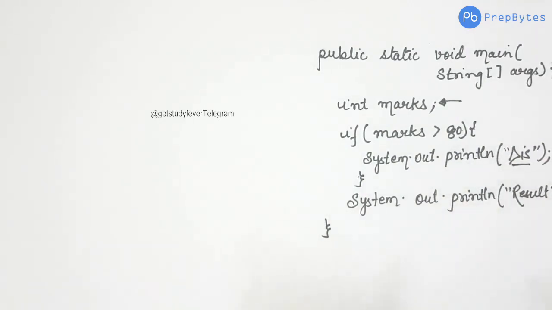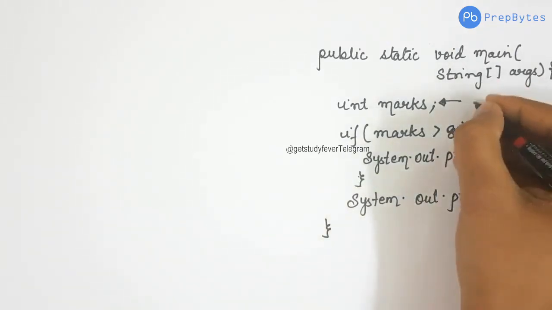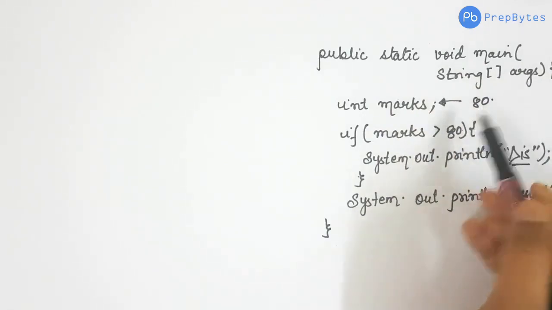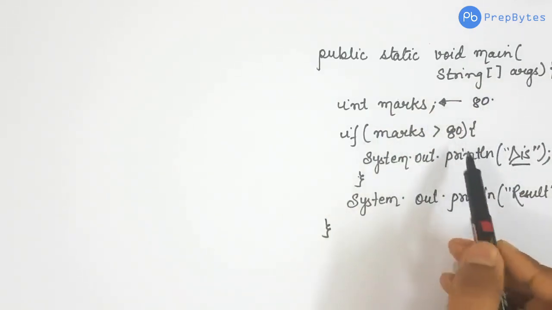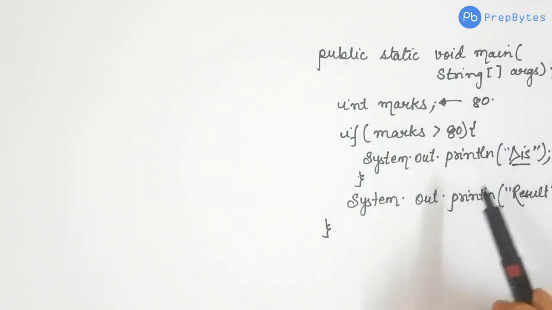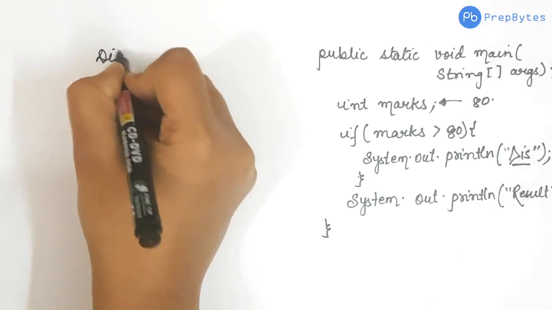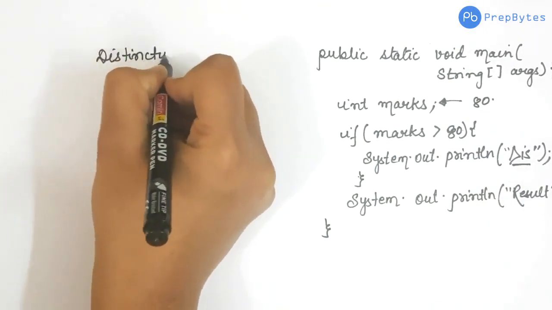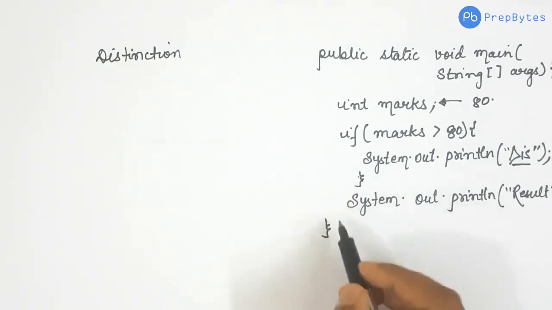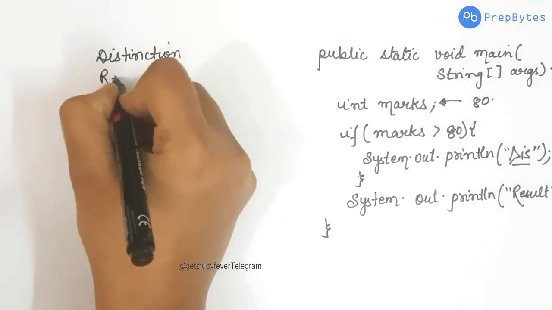Now let's see what happens. Let's say here I initialize marks with 80. If I initialize marks with 80, then this condition becomes true. So what will happen? System.out.println will execute, and this distinction will get printed. And after this if block, whatever is there in the next statement gets printed as well. So result gets printed.